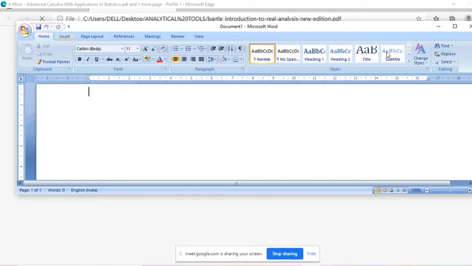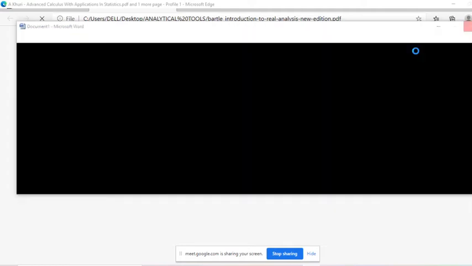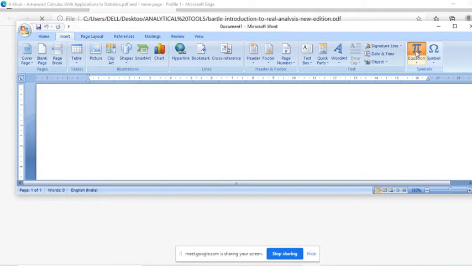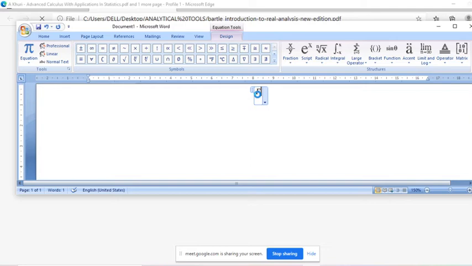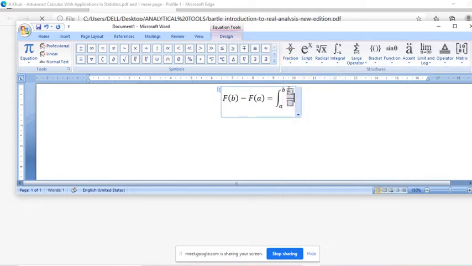What is the mean value theorem? The mean value theorem says that f of b minus f of a equals the integral from a to b of df/dx.